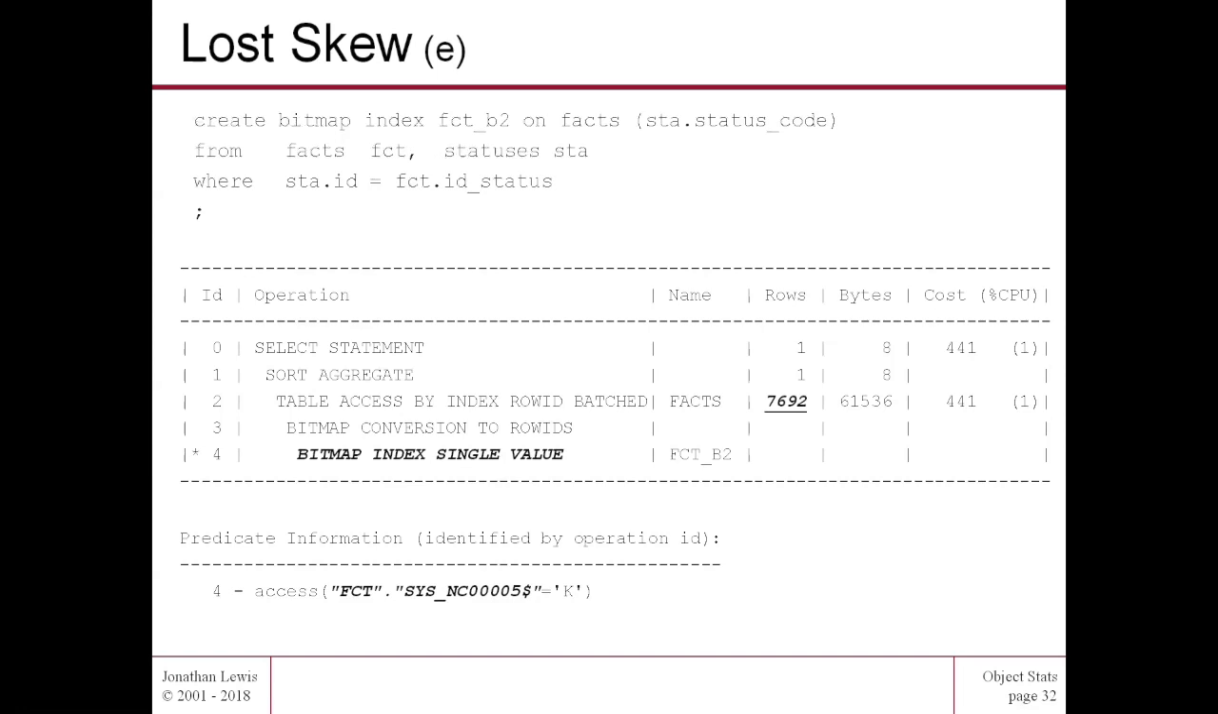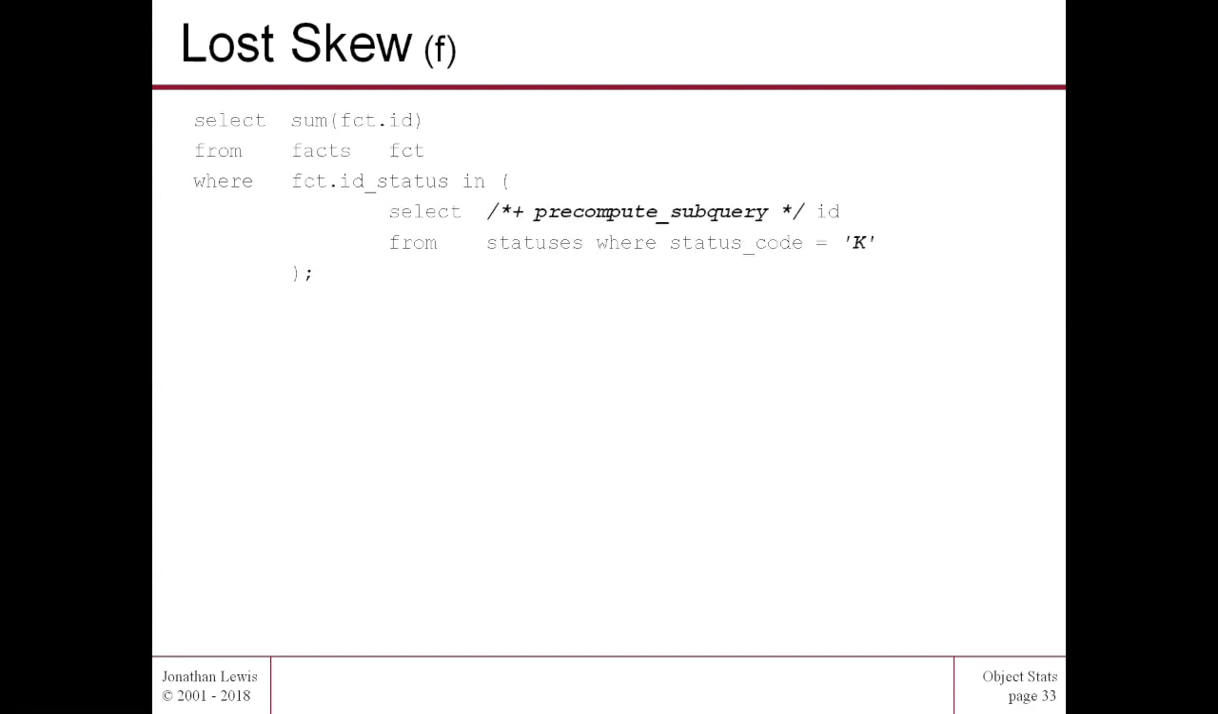So design says the right thing to do is query the dimension tables and join to the fact table. The optimizer can't cope. At least the optimizer loses all your skew if you actually take that approach. There is, by the way, one mechanism which is sort of unofficially official that you can use to work around this problem. There's a hint called the pre-compute subquery hint.